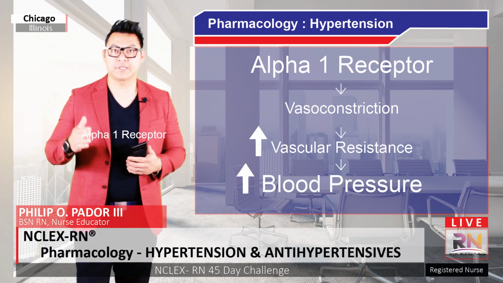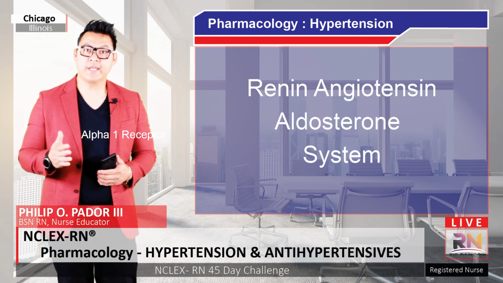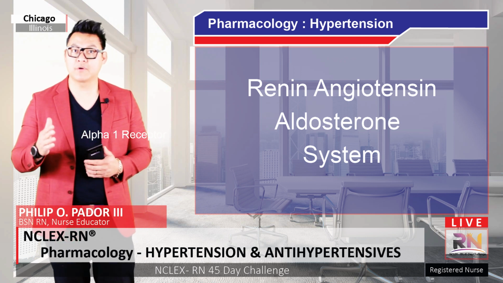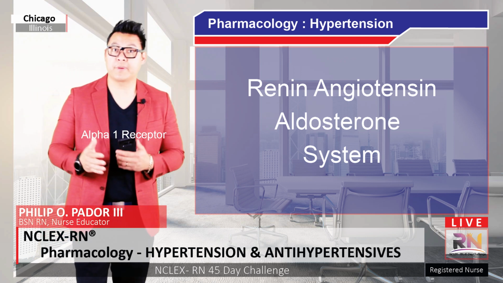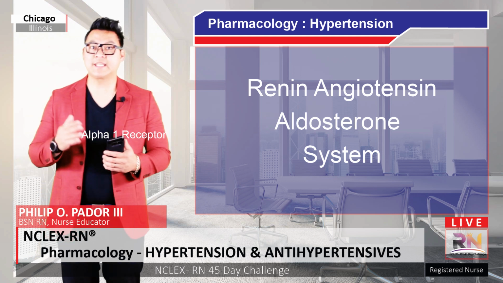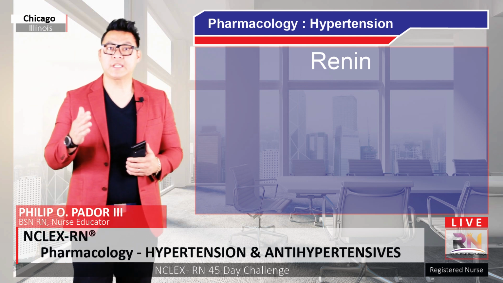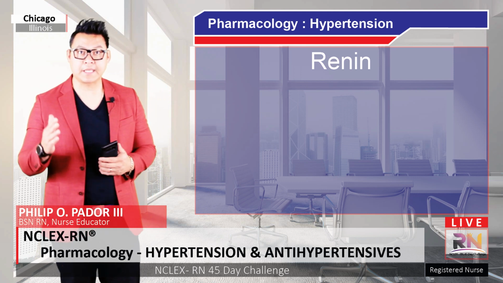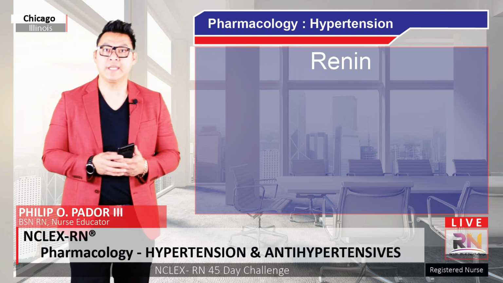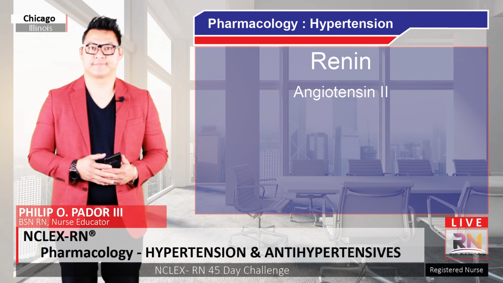Now, another major system involved in blood pressure regulation is the renin-angiotensin-aldosterone system. So we also have baroreceptors in the kidneys that respond to a fall in blood pressure or reduction of blood flow by releasing an enzyme called renin. Additionally, renin secretion is also stimulated by sympathetic action of beta-1 receptors in the kidneys. Now, renin is necessary for the production of angiotensin II.